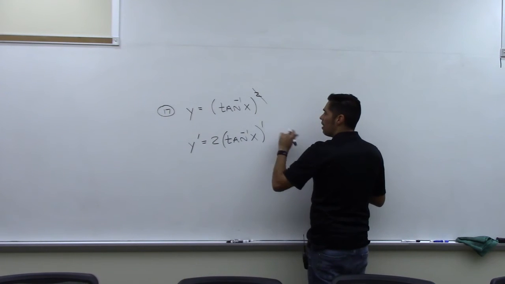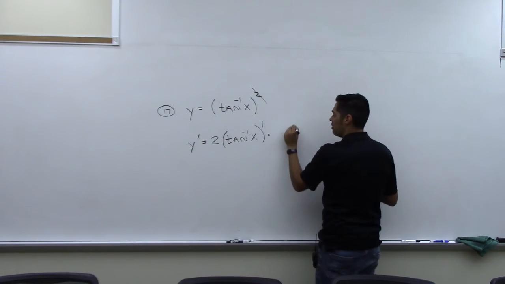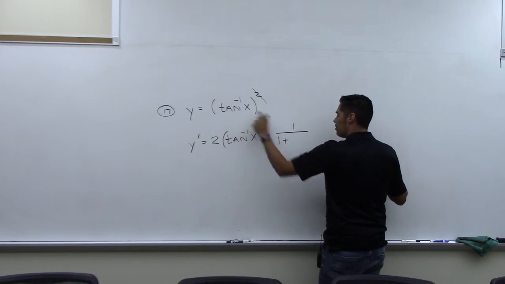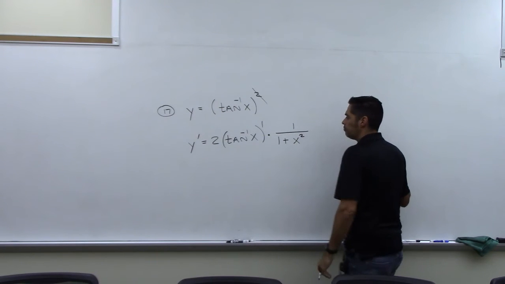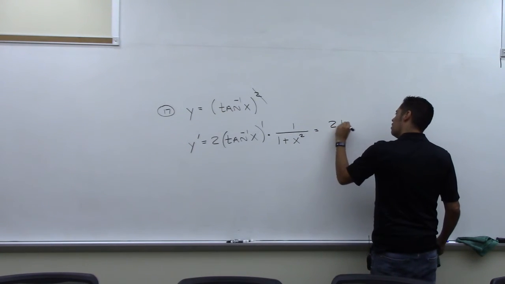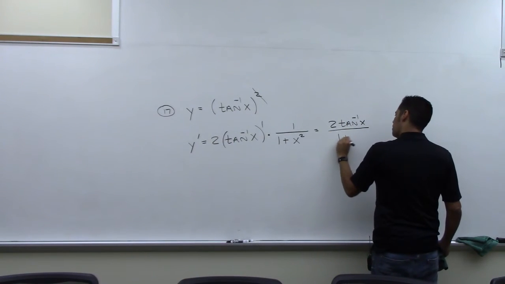Now that we've done the square, we move inside and we take the derivative of what was in here. The derivative of arctangent of x, well, we just talked about that. That's 1 over 1 plus whatever's here squared. And that's it. So I can rewrite this as 2 arctangent x over 1 plus x squared.